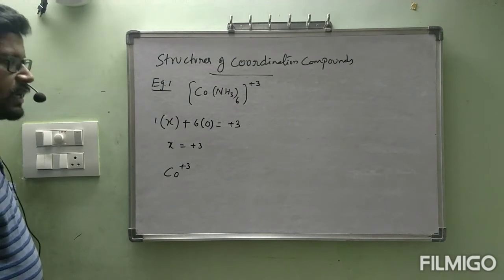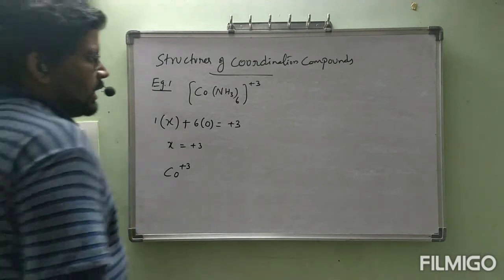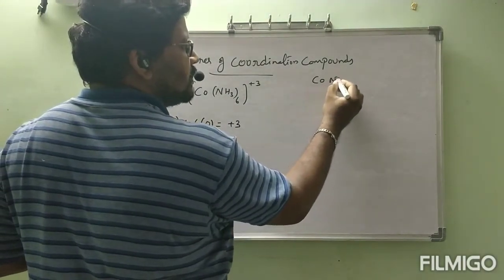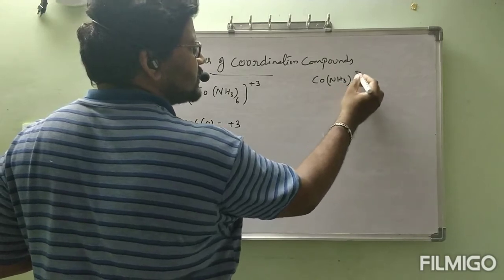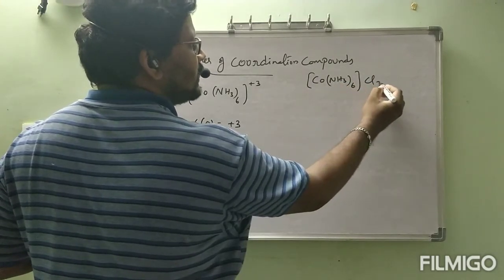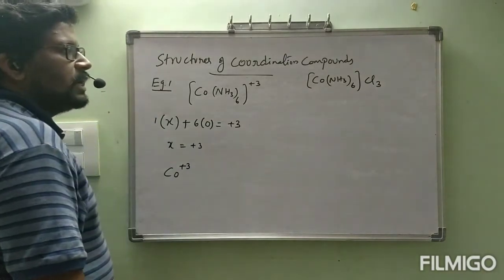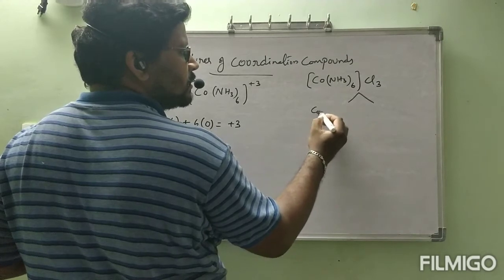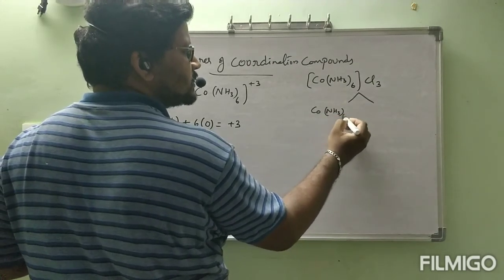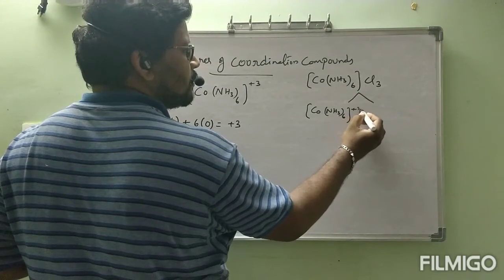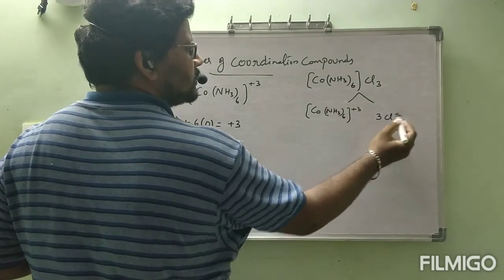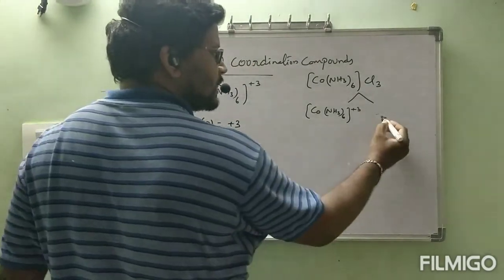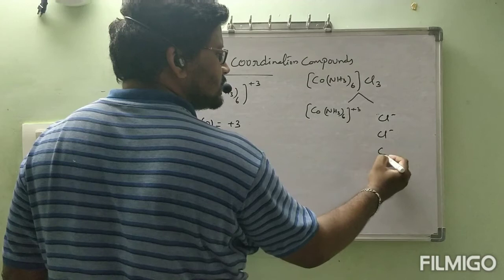Is it correct? Now I will give clarity. This complex is obtained from [Co(NH3)6]Cl3. If this is added to water, it becomes [Co(NH3)6]3+ and 3Cl minus. This 3Cl minus, for neatness, I am writing as Cl minus, Cl minus, Cl minus.